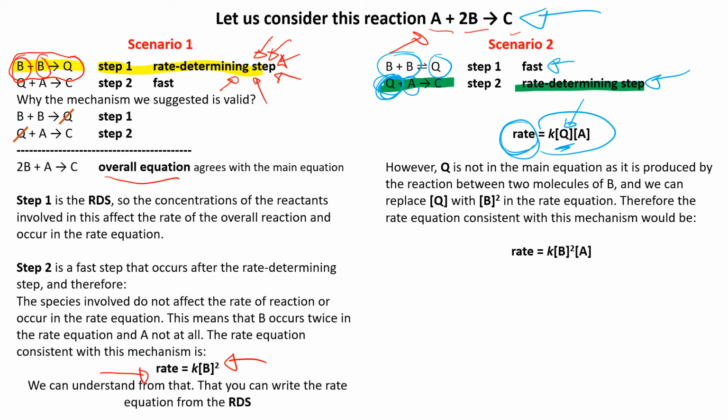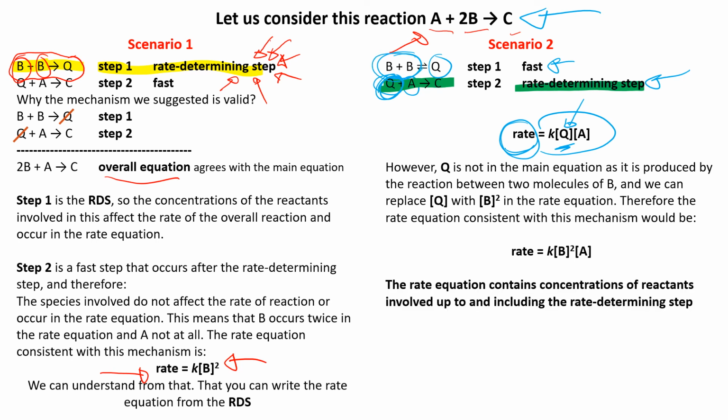Again, we cannot have Q in the rate expression. Why? Because Q is an intermediate, and we cannot have an intermediate in the rate expression or the rate equation. For that reason, we have to check our steps. Where is Q coming from? Q is coming from two molecules of B.